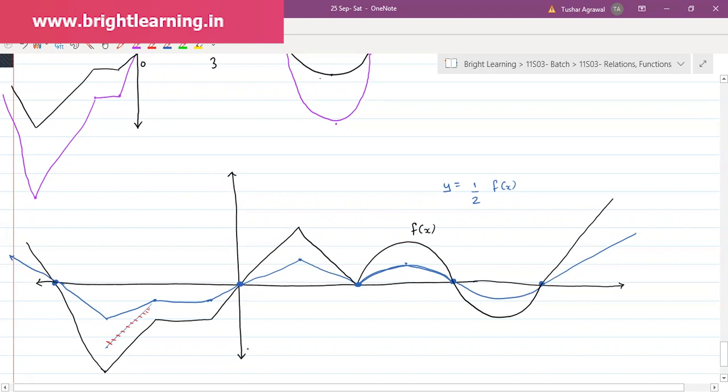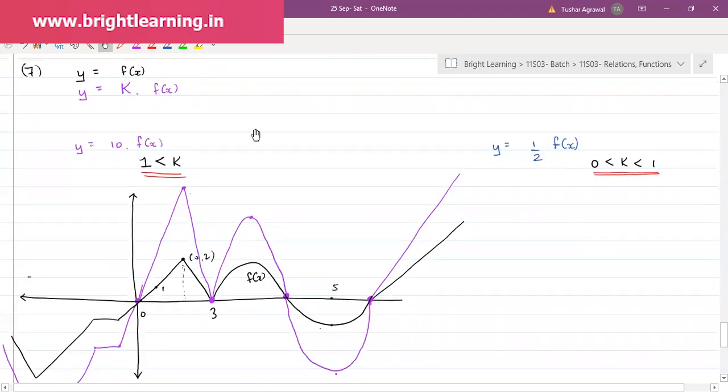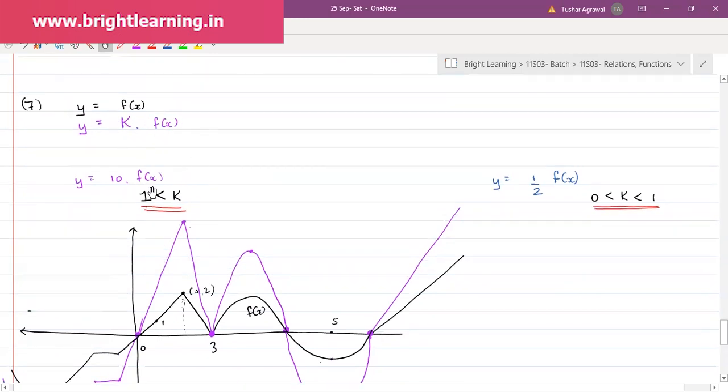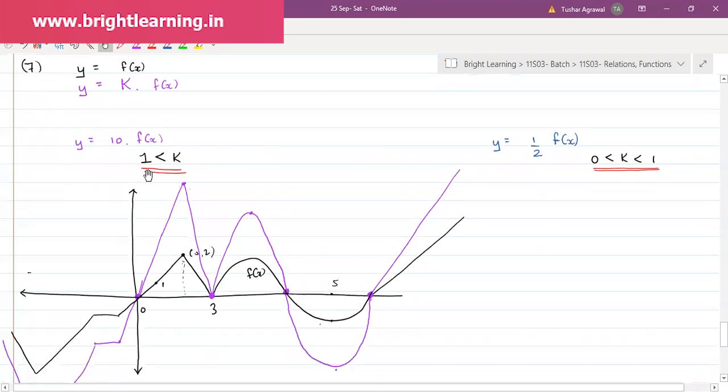And now if you are having the question, sir, if the graph would have been minus 10 f of x, or let's say minus half f of x. What if k is negative? For positive k, I have divided k in two intervals, k greater than 1 and between 0 and 1. So what if k is negative? Let's say -3, -4. So if -3 is there, you can plot the graph of 3 times f of x, the same thing, magnitude wise.